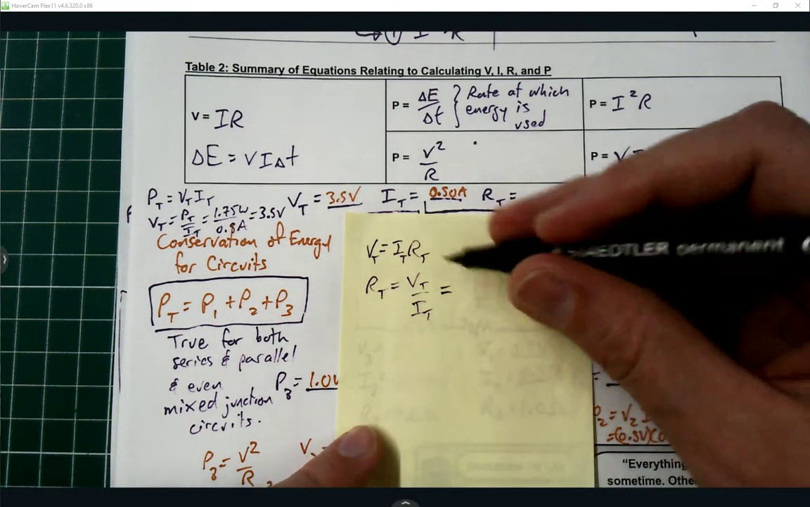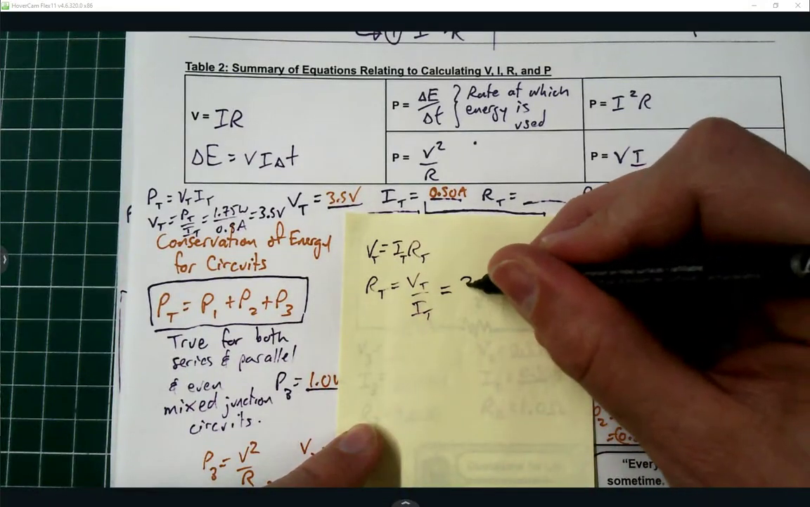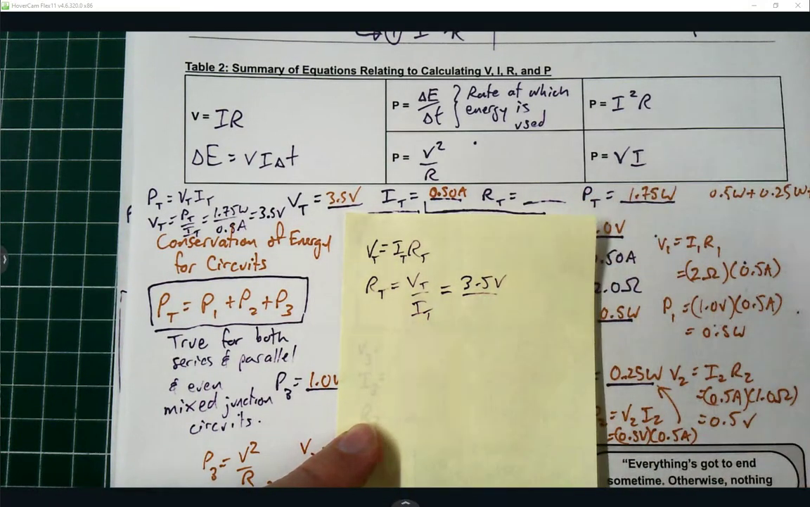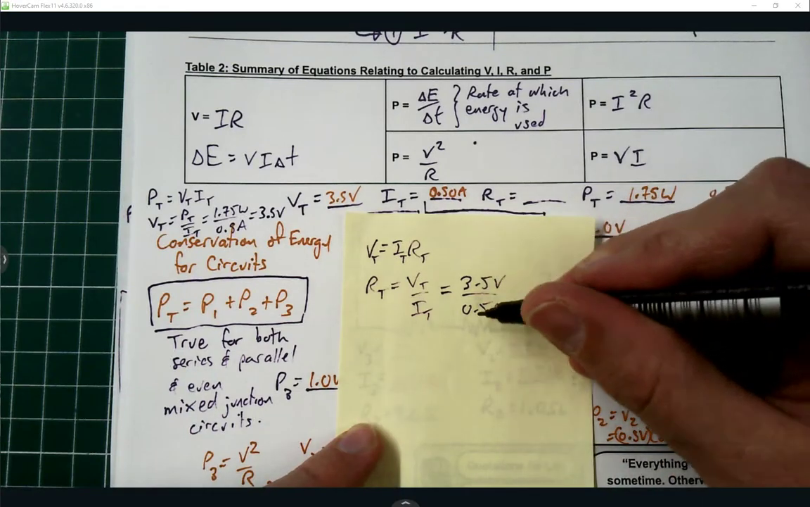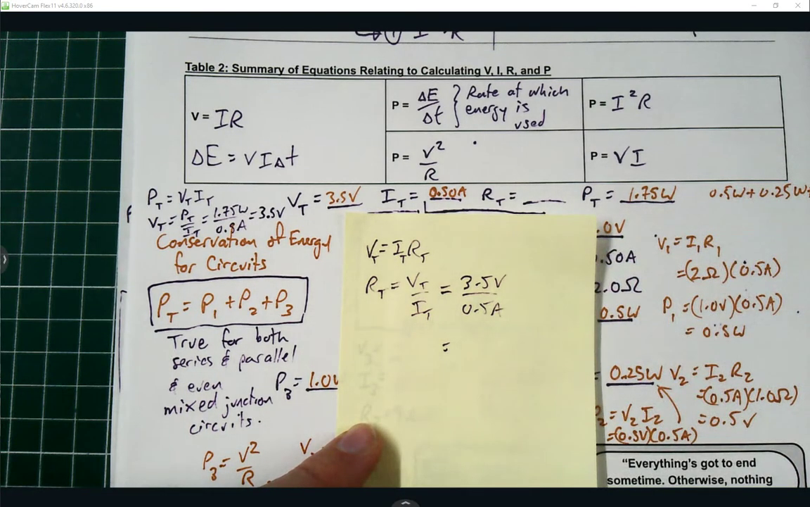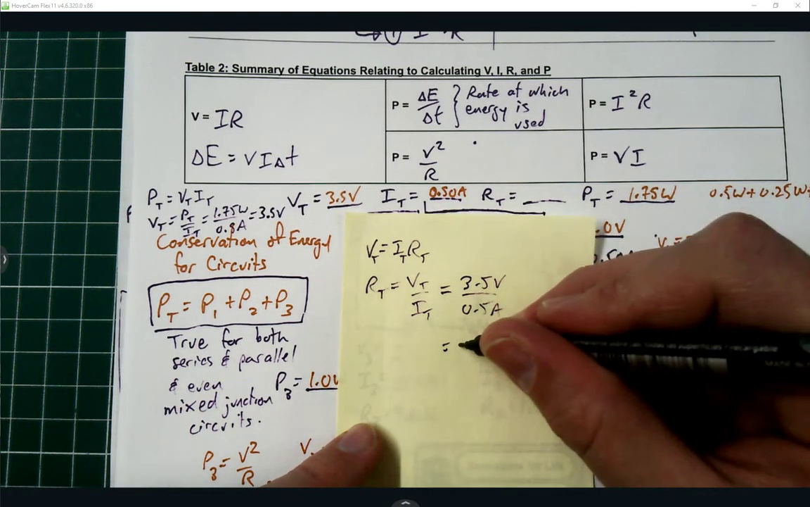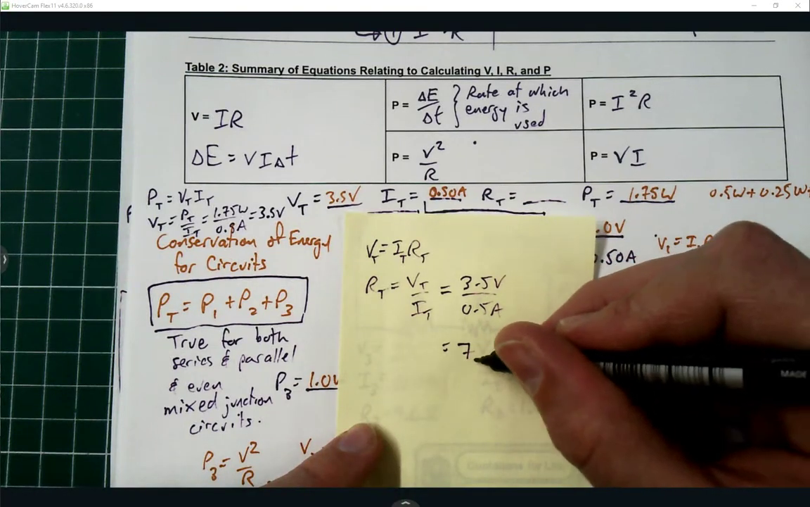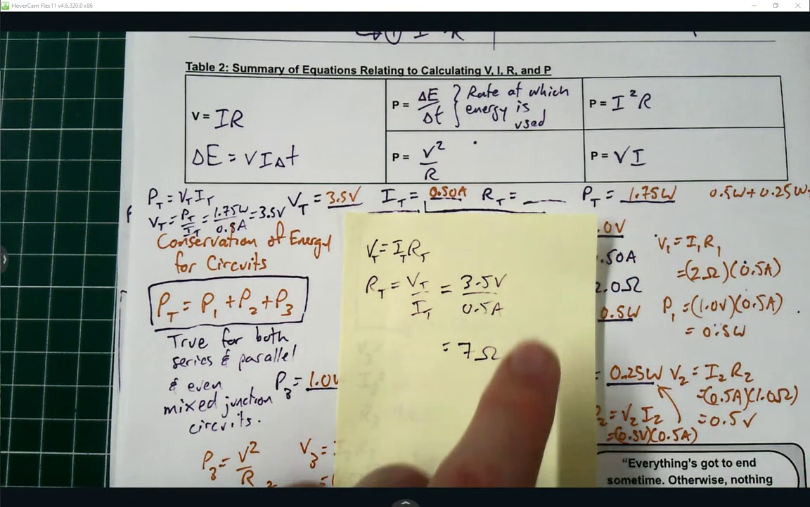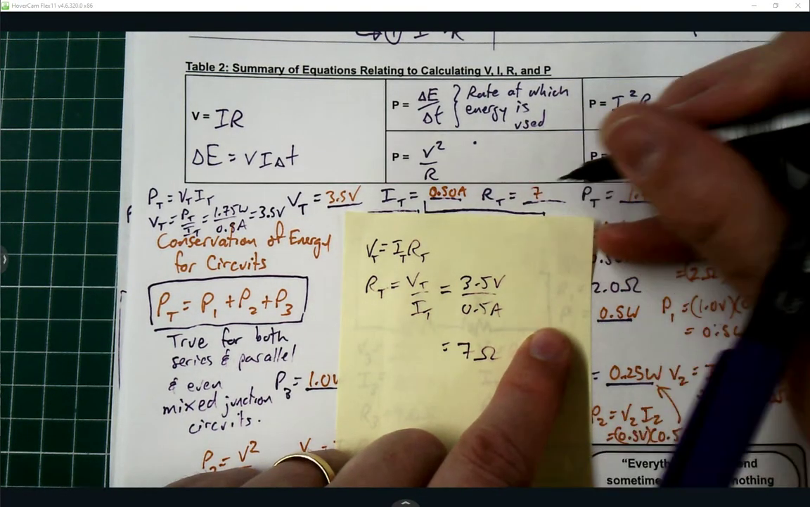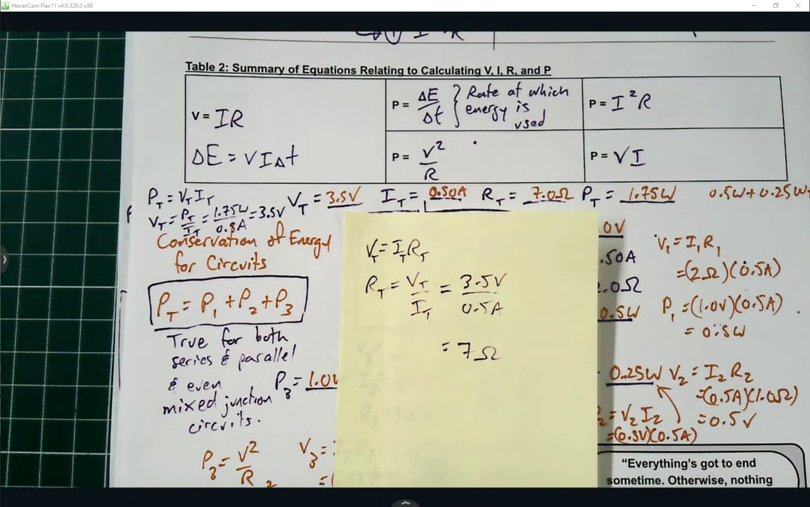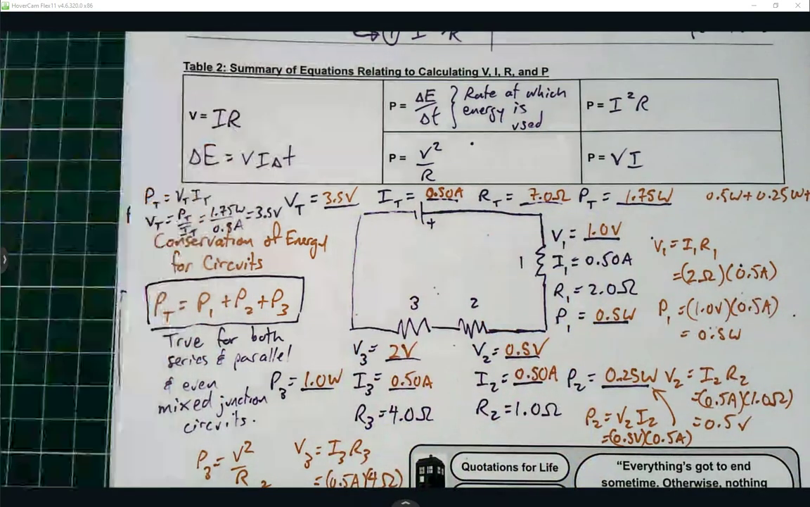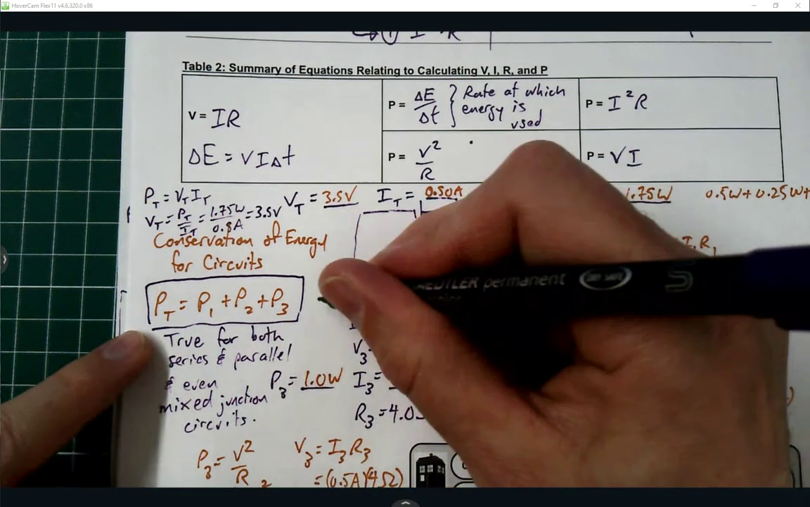But V total was equal to 3.5 volts. I total was equal to 0.5 amps. 3.5 divided by 0.5, again, put it into your calculator. What it is, it's 7. 7 ohms, which is what I was predicting this was always going to be, 7.0 ohms. Beautiful.